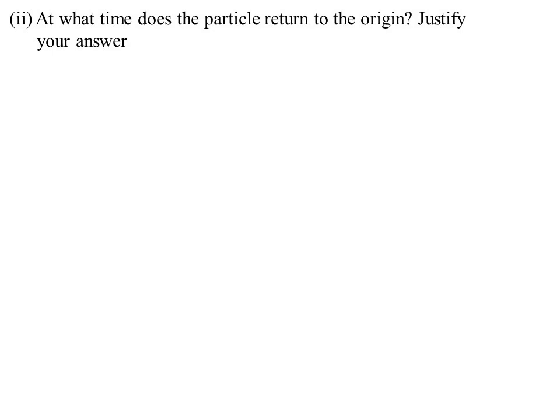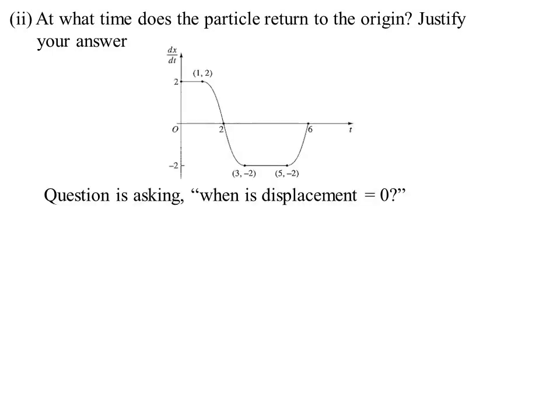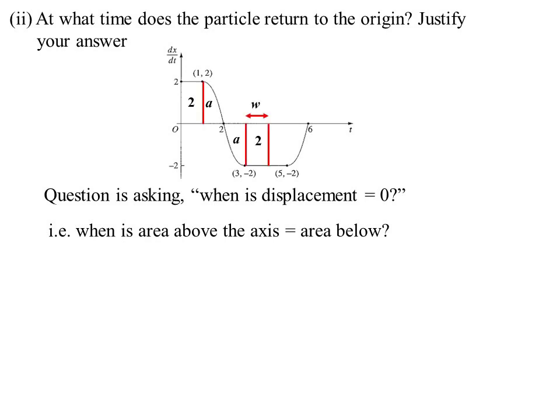When does it return to the origin? You see the same sorts of questions being asked. So when is displacement equal to 0? I'm back to where I started from. Area above, area below. Let's have a look at our area. Going to t equals 1, I've got this lovely rectangle. Its area is 2. I don't know that area there. I'm just going to call it A.